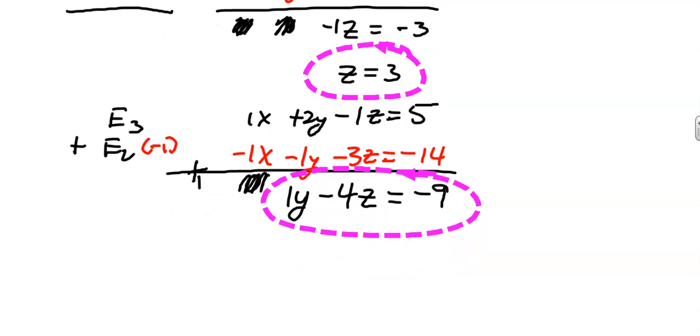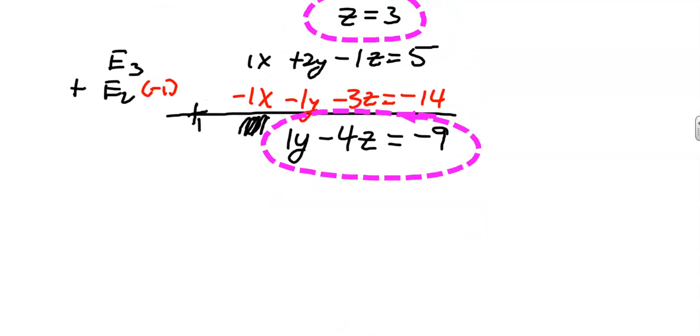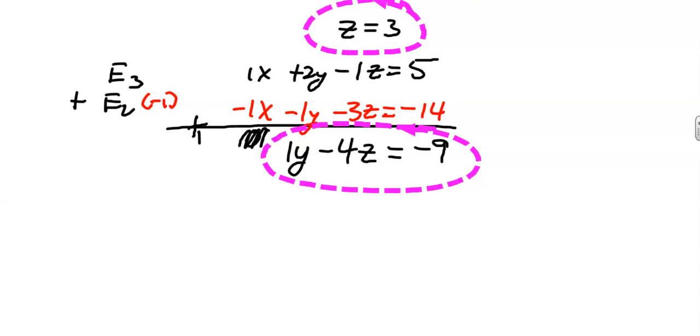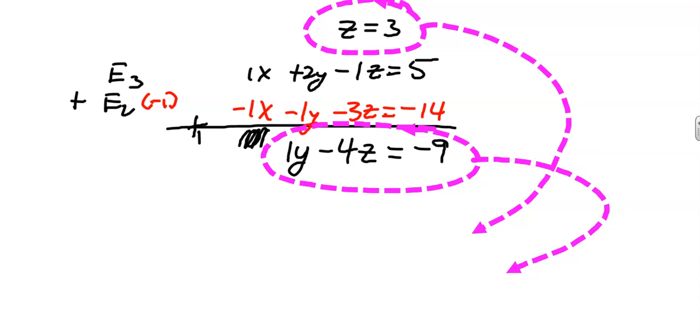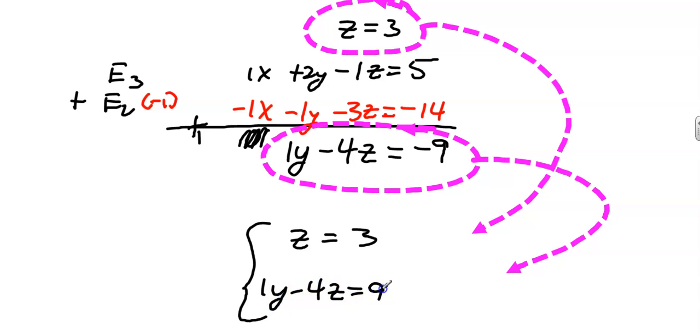Okay, and once you get those two equations where you've gotten rid of the x, that's the two equations that you would solve basically like a system back like we did in 7.1. So we're going to bring both of these down and basically make a new system. It's only 2 by 2. So we're going to have, and it doesn't matter where you put them, we've got z equals 3 for this one, and we've got 1y minus 4z equals -9 for this one.